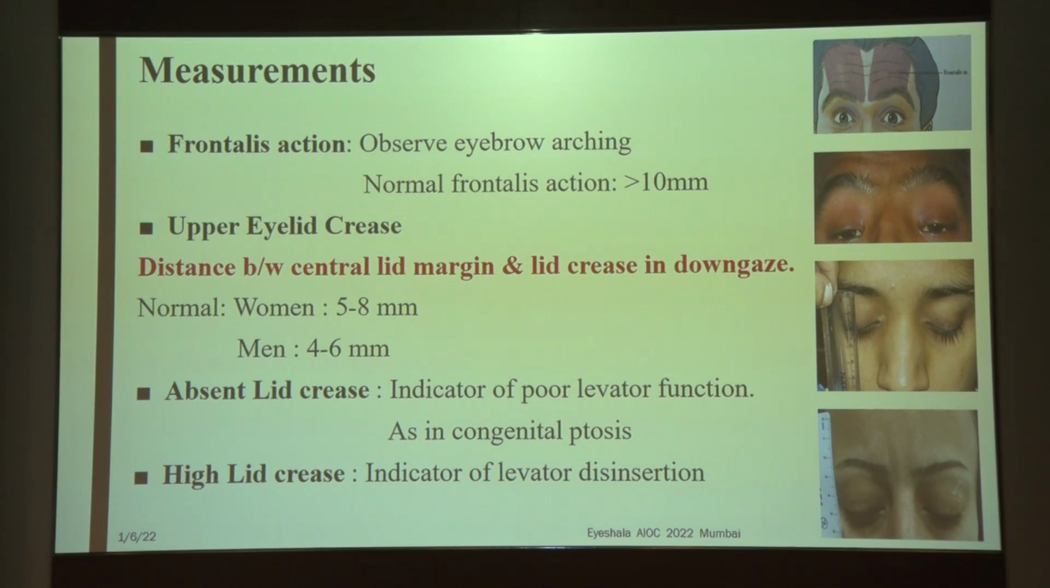Lid crease is measured when we ask the patient to look in the down gaze. In normal values, you should know female 5 to 8 and men 4 to 6. Absent lid crease is a marker of poor levator function, commonly seen in congenital ptosis. And a high lid crease is a marker of levator disinsertion, a very common cause of acquired ptosis.